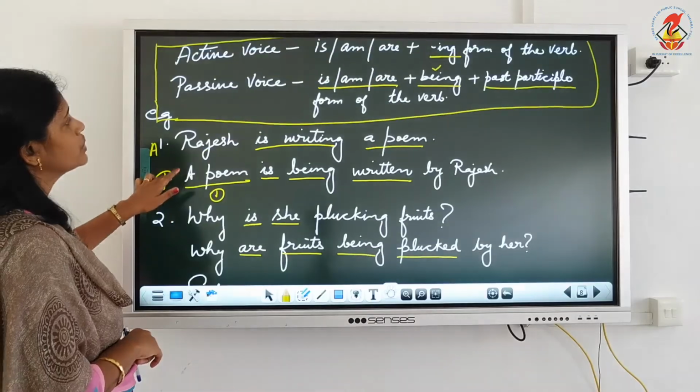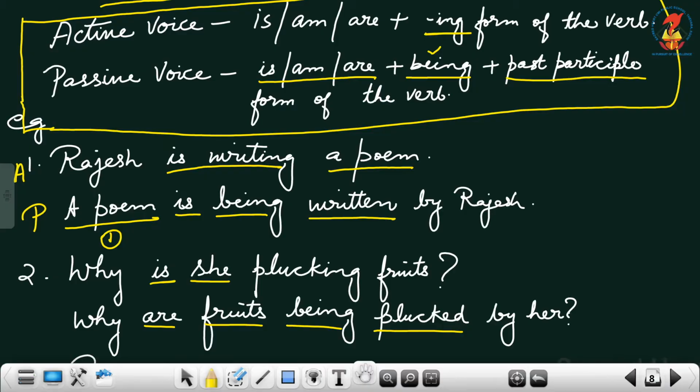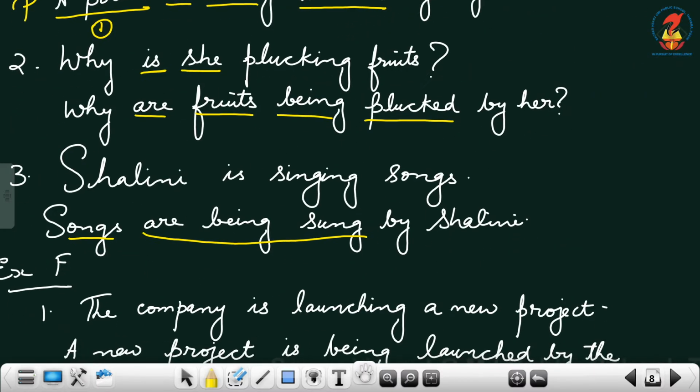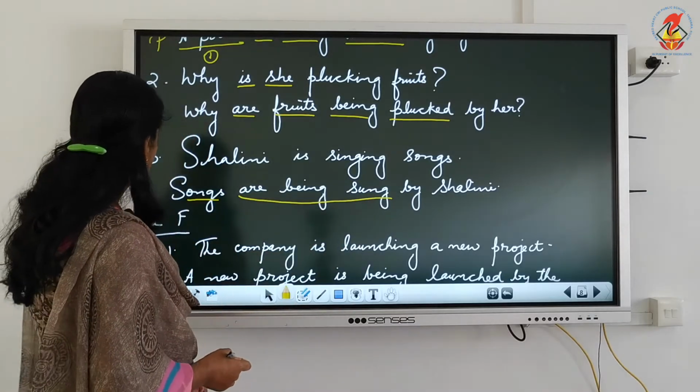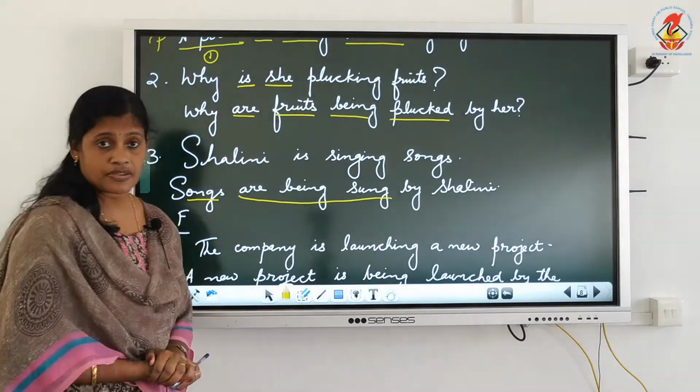So you should very well know the rule. You cannot forget the rule. The rule says is am are plus being plus past participle form of the verb. So here songs are being sung by Shalini. Is it clear, children? Now we'll do some questions from your example.